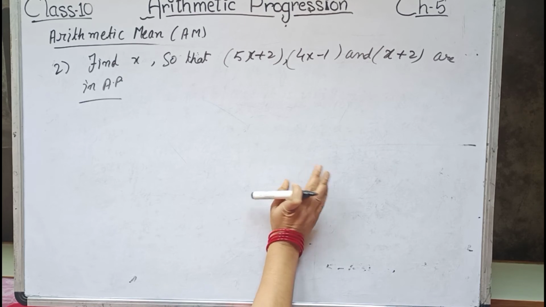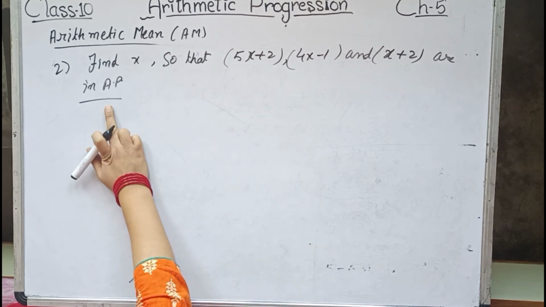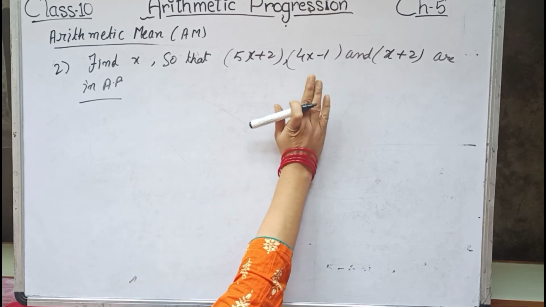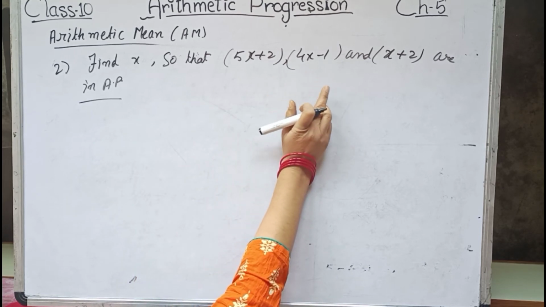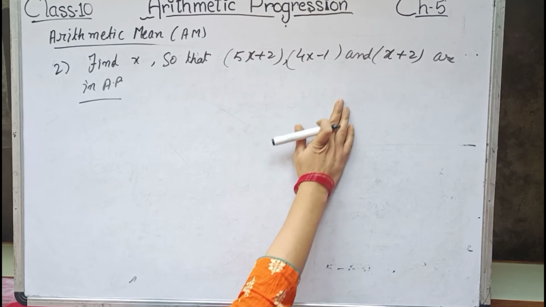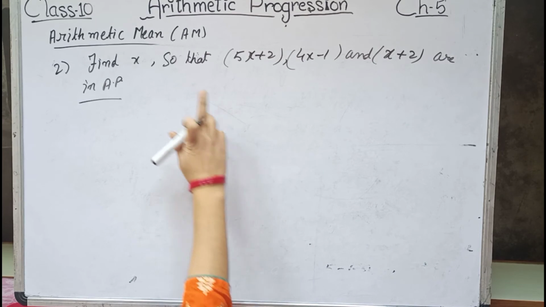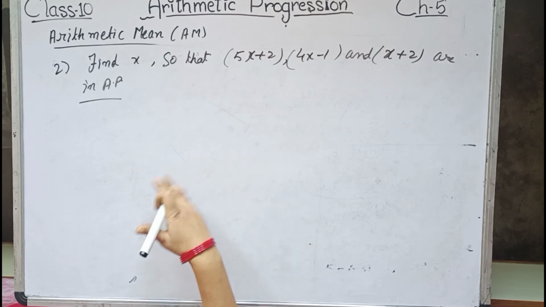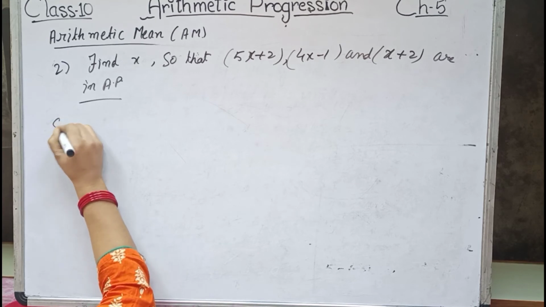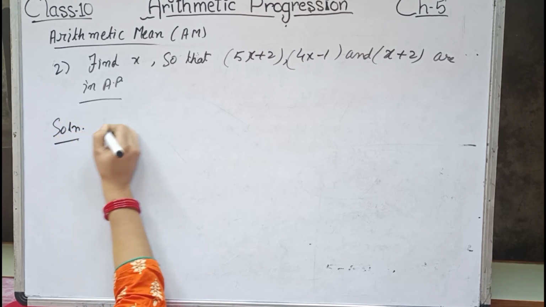It won't matter, because the numbers are given in AP and you know the AP concept that if three numbers are in AP then the common difference is the same throughout. So you can write this minus this equals this minus this and you can get the same answer. Actually the arithmetic mean formula also we have got from the same concept of AP. So let us start. Solution.